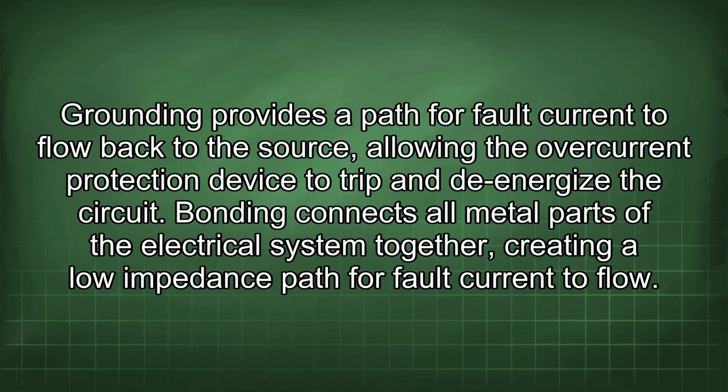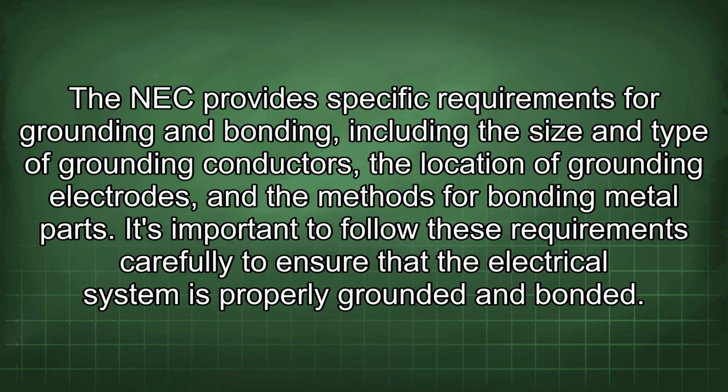Bonding connects all metal parts of the electrical system together, creating a low impedance path for fault current to flow. The NEC provides specific requirements for grounding and bonding, including the size and type of grounding conductors, the location of grounding electrodes, and the methods for bonding metal parts.